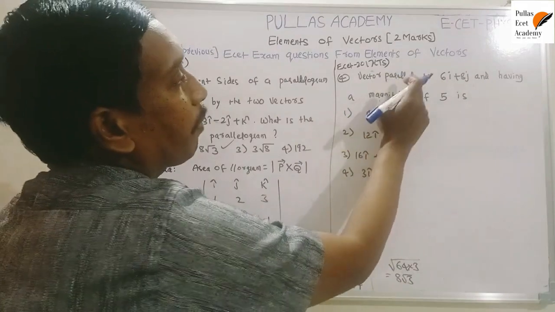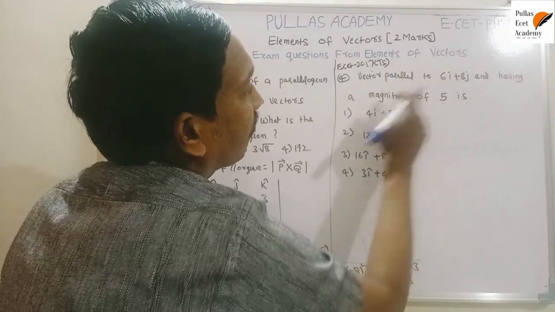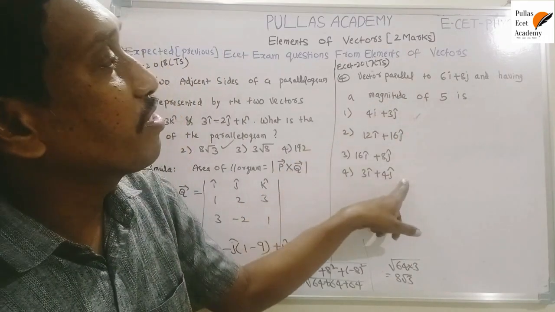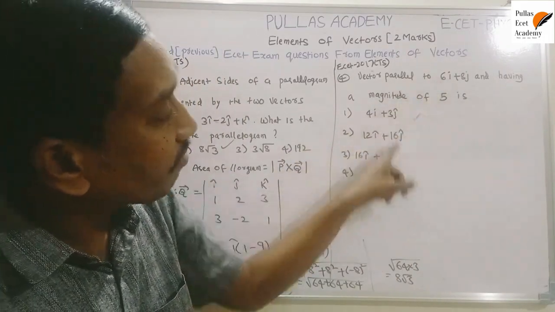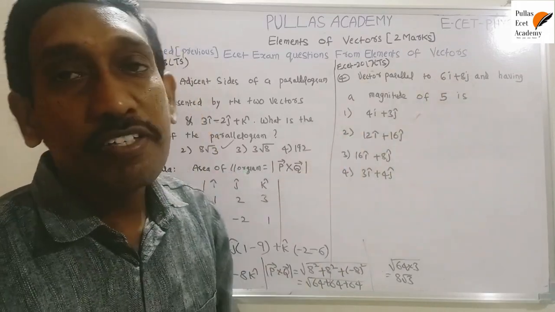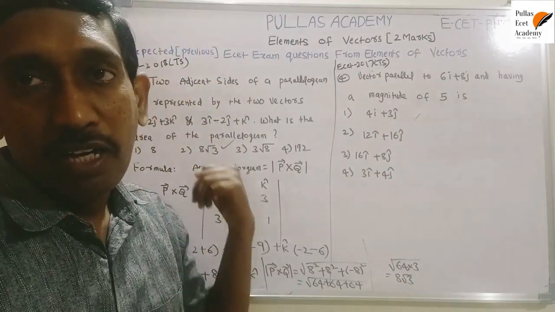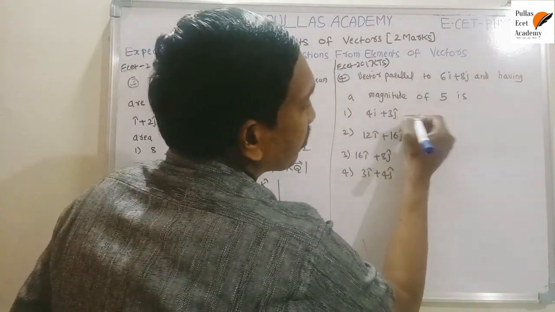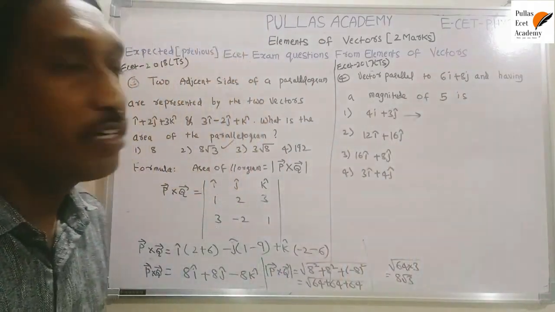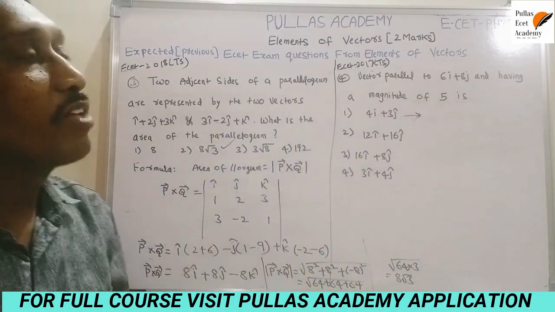Now, find the vector parallel to 6i plus 8j and having a magnitude of 5. So here one vector is given and four options are given. Among these four options, which option is parallel to this vector and has a magnitude of 5? So how to understand it? It is also one of the applications of the parallel vector product. If you want to check each and every option, what is the principle here? The ratio of x components is equal to the ratio of y components, equal to a constant. So that is, they are parallel.